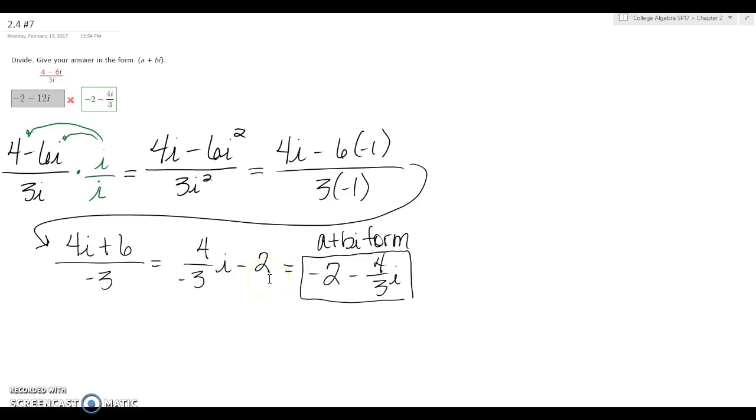A plus bi form, though, wants the number in front and the complex number behind. So that's why I just had to switch and move my -2 to the front and my i term to the back. So that way it's in the proper format.